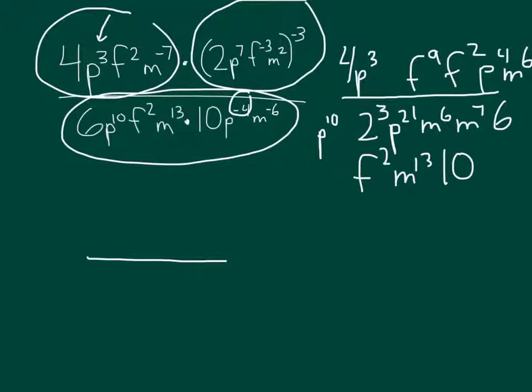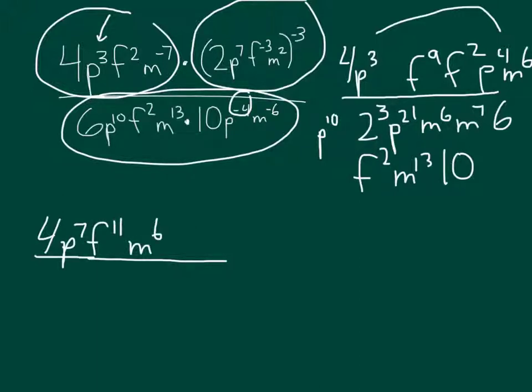I'm going to go down to my next one, and we'll extend it a little bit so I can get all this together. Okay, so on the top, I have still a 4. I have a p to the third and a p to the 4th, which of course we know a p to the third times a p to the 4th is a p to the 7th. We have an f to the 9th and an f to the 2nd, which would then become an f to the 11th and an m to the 6th.